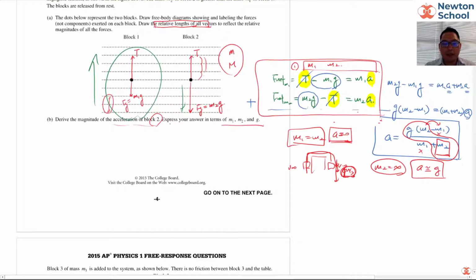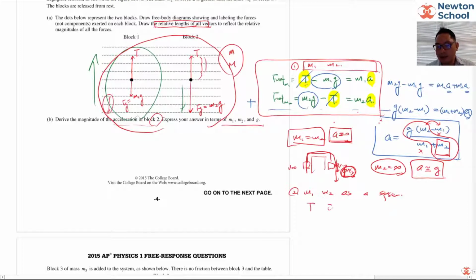All right, now let's go back to this. If you put this together and here you cancel T, that means if you think of M1 and M2 as a system, the reason this tension gets canceled out is because tension is an internal force. It's basically action and reaction, internal force. So if you think of it as a system, this tension here and this tension there will cancel each other out. So you don't have to worry about this.